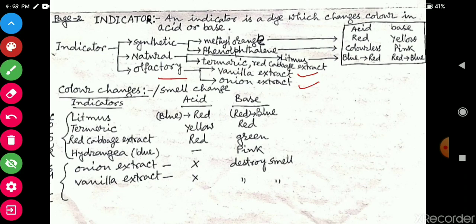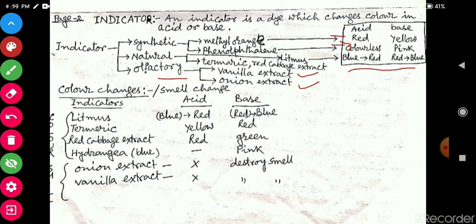Now, for synthetic indicators, color changes: methyl orange in acid is red, in base is yellow. Phenolphthalein in acid is colorless, and in base is pink. Litmus in acid is red. Blue litmus changes to red and red litmus changes to blue.